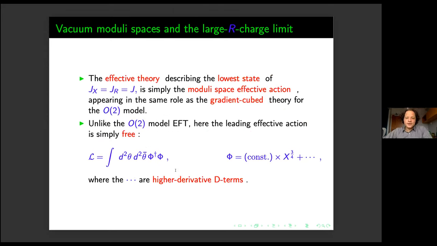So what is the effective theory? It's not the same effective theory. So this is really a different large J universality class. Since supersymmetry is unbroken at large R charge in this theory, the degrees of freedom organize themselves into a full chiral multiplet in the effective theory. So there is an approximately free chiral multiplet phi, which is the 3/4 power of the X field. And the leading Lagrangian is free, and then there are higher derivative D terms.